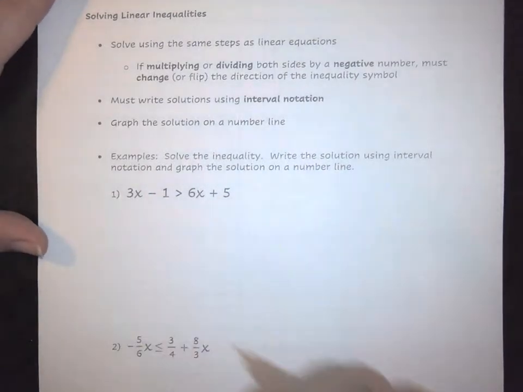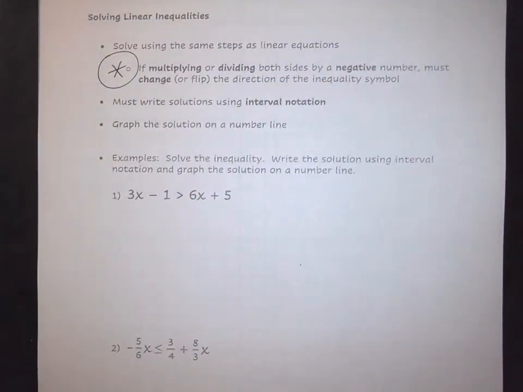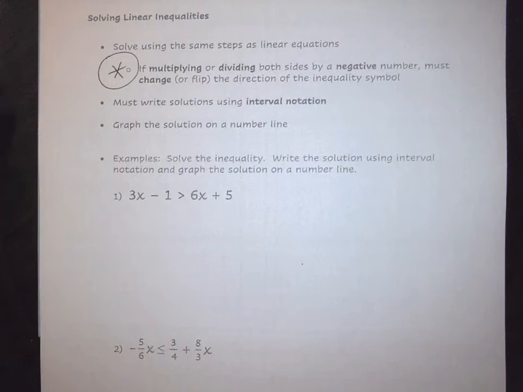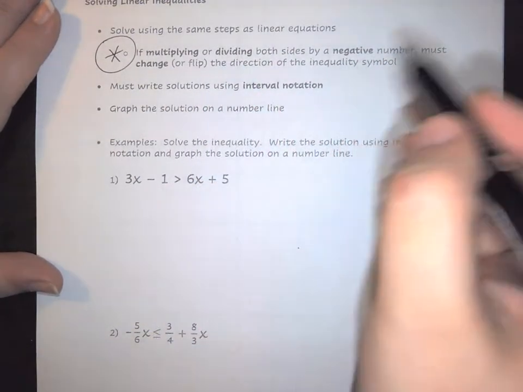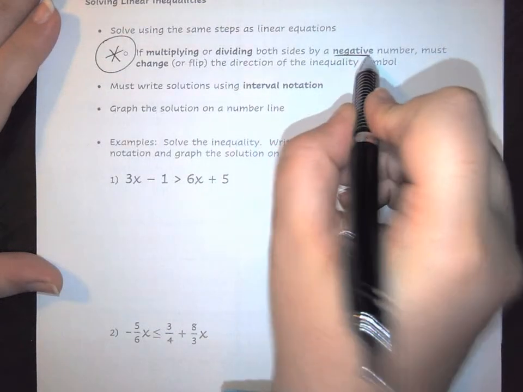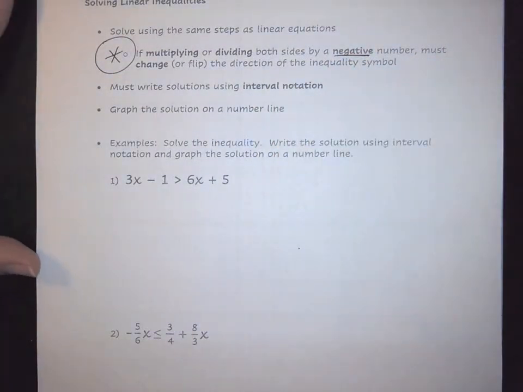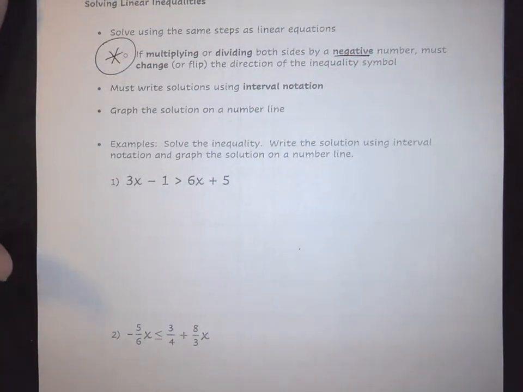Now, when you are multiplying or dividing, so this point right here is one of the most important points when dealing with inequalities. To multiply or divide both sides by a negative, so notice we're prefacing this with it has to be a negative number, then you are going to change the direction of your inequality, or in layman's terms, flip it. Flip the direction.